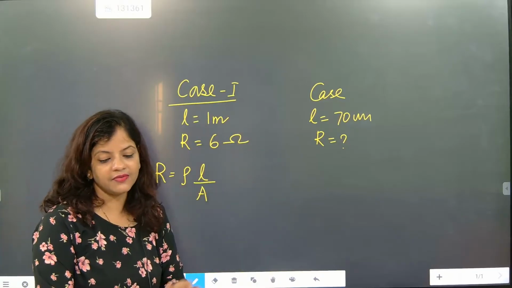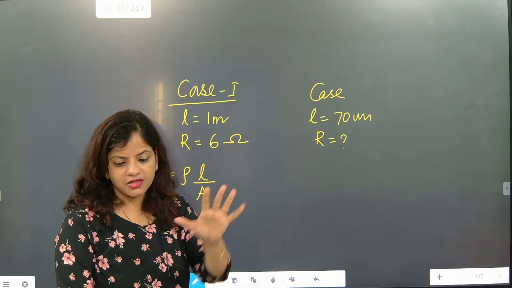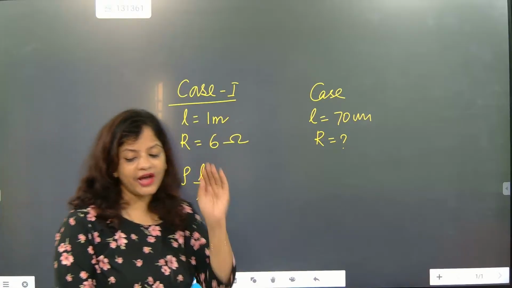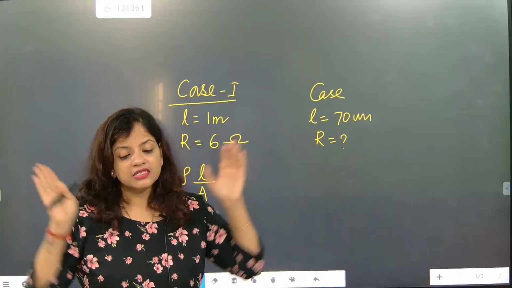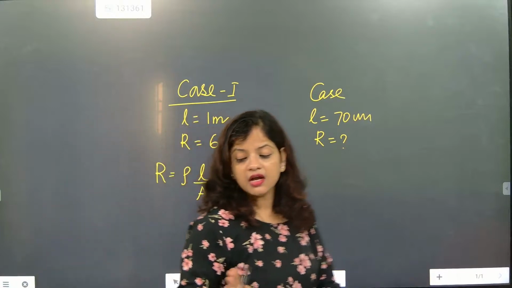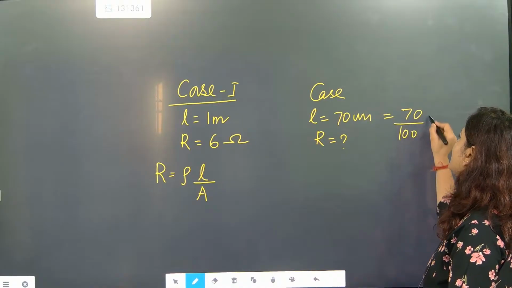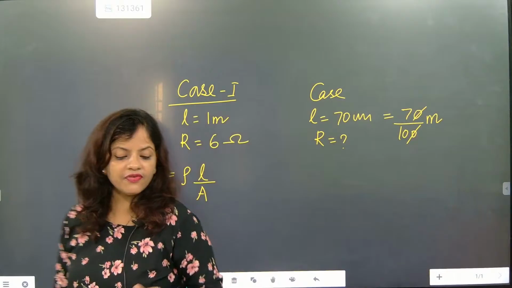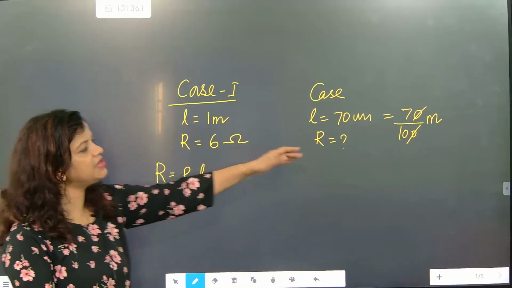You remember one thing: the wire length will not change. Why will the wire length not change? Because it is the same wire, one time taken 1 meter, one time taken 70 centimeter. So you only do one thing: convert the length in centimeter into meter. So 70 by 100 meter. Now we get 7 by 10 meter.